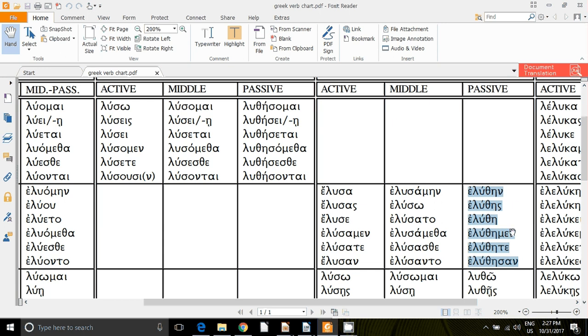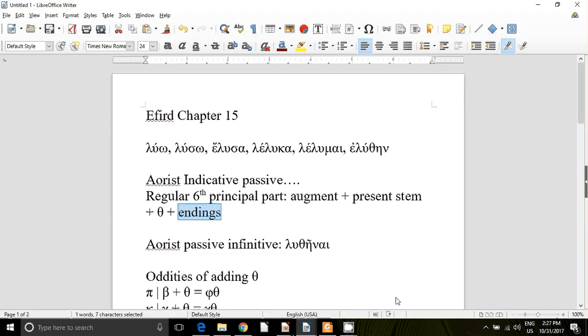Eluthen, eluthes, eluthe, eluthemen, eluthete, eluthesan. So, en, es, e, emen, ete, esan. That's a pattern we've certainly heard before, this time with eta all the way through. The infinitive, luthenai. So the ending is enai, and here you can see the present stem plus the theta, that becomes the aorist passive stem. So when we talk about the aorist passive stem, that's what we're talking about.